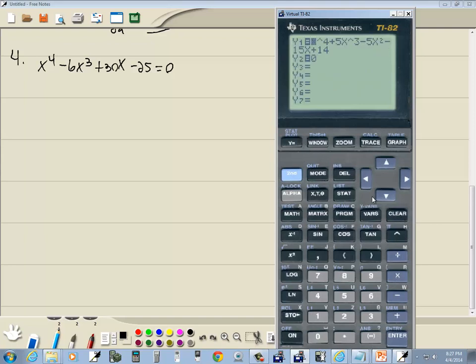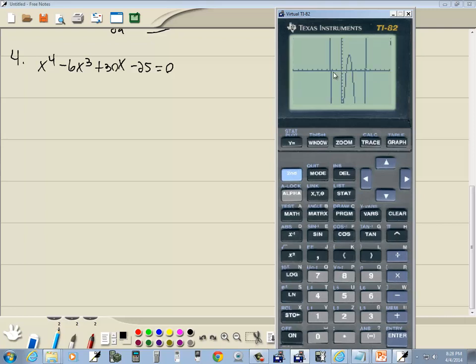So I'm going to press my y equals, clear. X to the 4th, so I do my x key, caret 4, minus 6x to the 3rd. So minus 6, then my x key, caret 3, plus 30x minus 25. Okay. Now we'll do second trace. Choose intersect, 5.